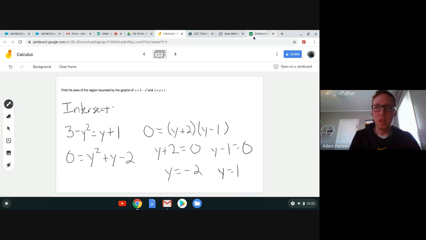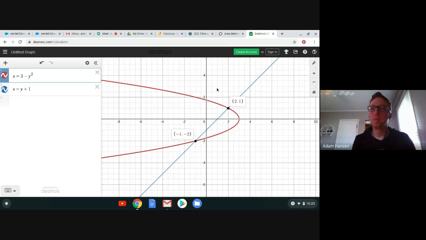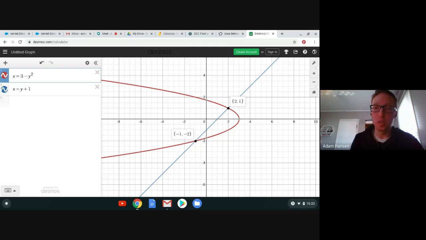We can confirm that by looking at Desmos, because now we're not looking at the x coordinate, we're looking at the y coordinate of the intersection. Negative 2 to 1. Now, as you can see here on the GeoGebra link, when I do a vertical area between two curves, it's top minus bottom. But this has been rotated. We're doing a horizontal area between two curves. So instead of top minus bottom, it's going to be right minus left. The red function here to the right minus the blue linear function here to the left.